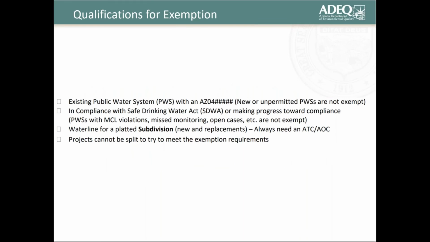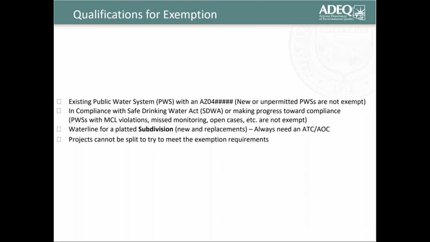So first, let's look at the qualifications for exemption. You must be an existing public water system and must be in compliance with the Safe Drinking Water Act, or at least making progress towards compliance. But this does not include public water systems with MCL violations, mismonitoring, or open cases.